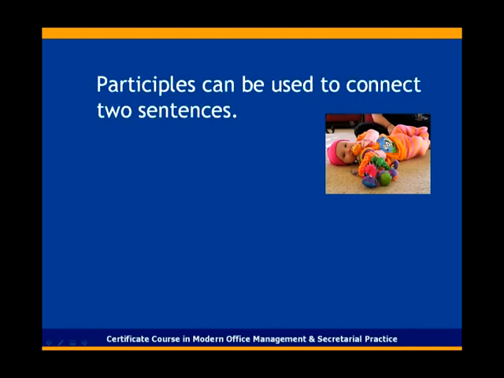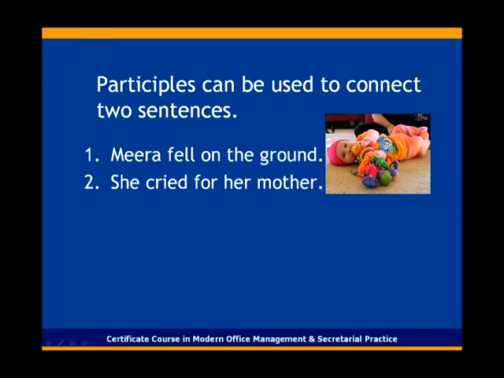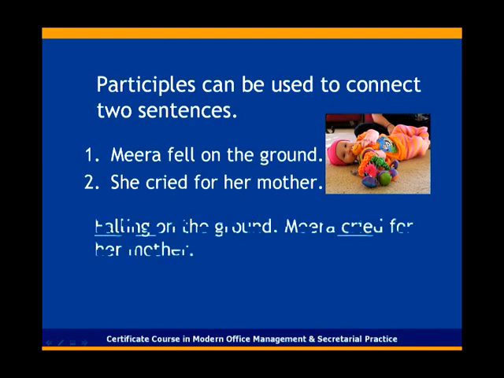Participles can be used to connect two sentences. Look at these two sentences. Meera fell on the ground. She cried for her mother. We may combine these two sentences by using a present participle. We can say the sentence like this: Falling on the ground, Meera cried for her mother.